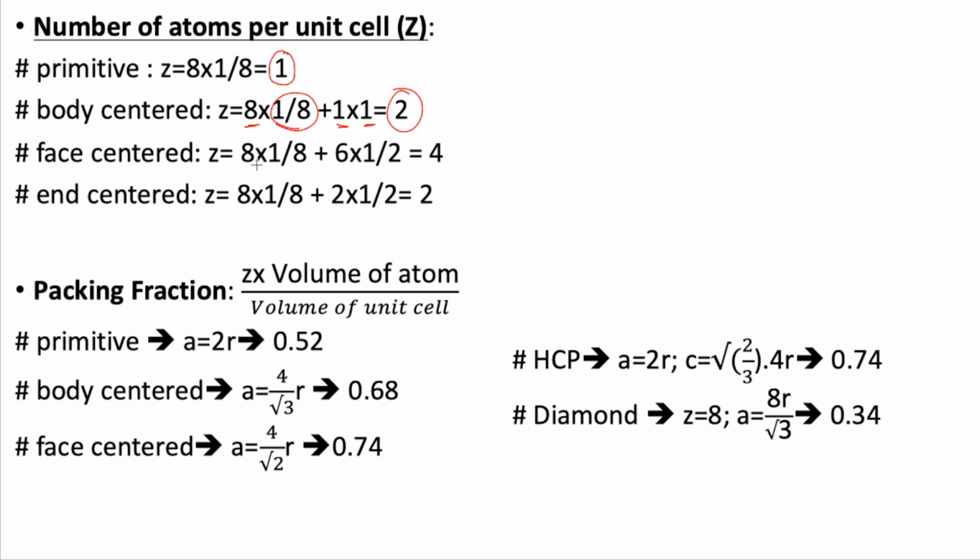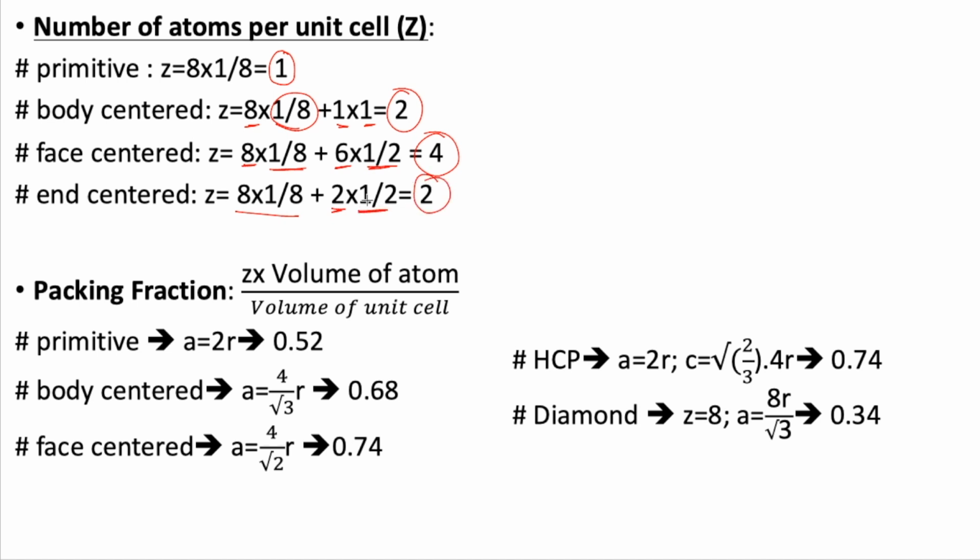Face centered: you have 8 into 1 by 8 for corner atoms, and since you have 6 faces and each face gives you 1 by 2, it is 1 plus 3, which makes it 4. So 4 atoms per unit cell. In end centered cubic, you have 8 atoms on the corner, whereas only 2 atoms on opposite faces. So 2 into 1 by 2 gives you 2.